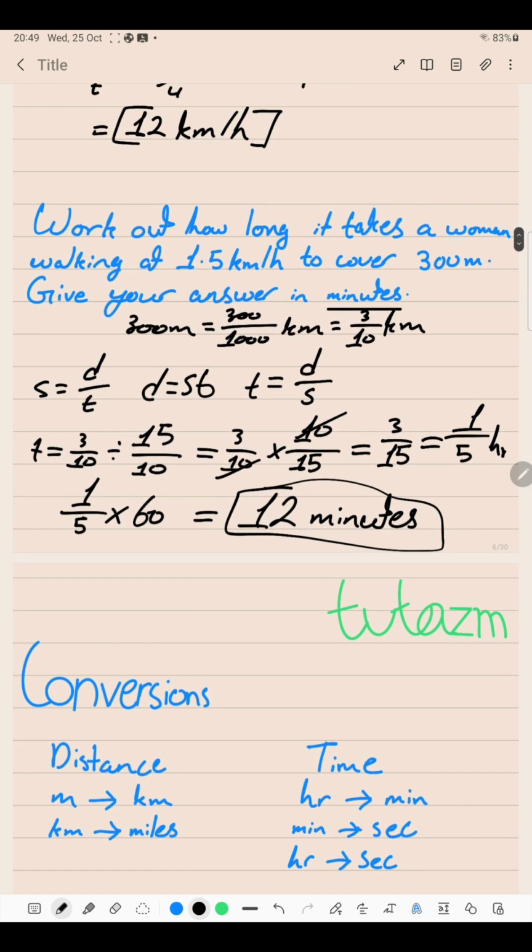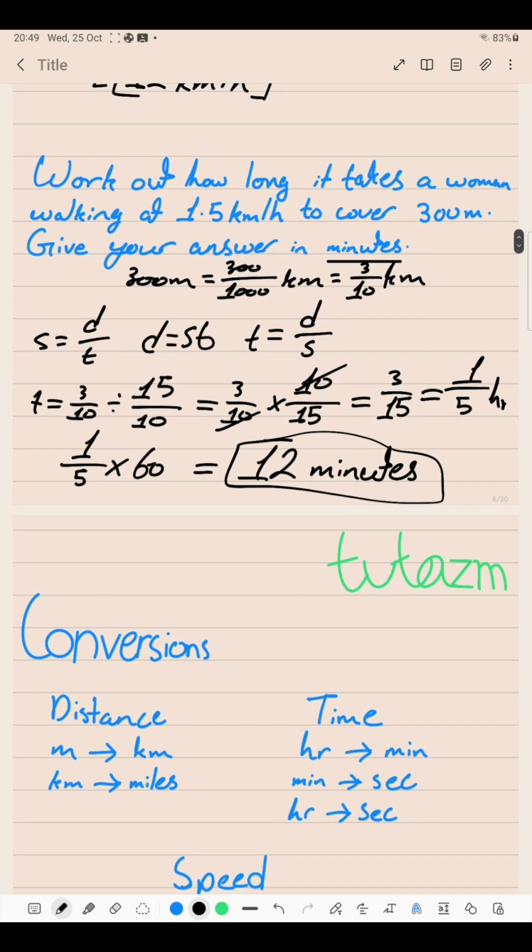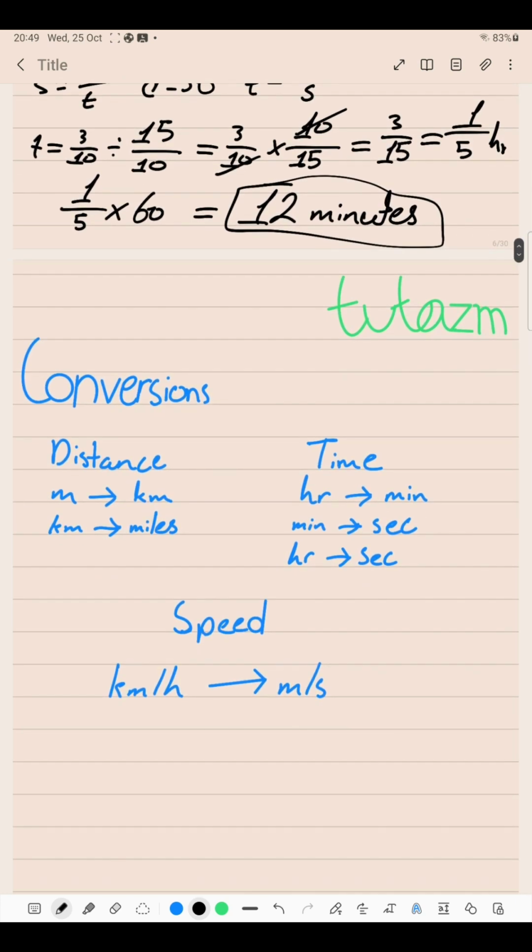Okay, let's take a look at the next point then. So the next part I want to talk about is conversions because this is quite a big thing you're going to have to deal with and be expected to know for your exams. So first aspect of conversions we're going to look at is distance conversions. So you're going to be expected to know how to convert from meters to kilometers, and it's very simple really. There are 1,000 meters in 1 kilometer.